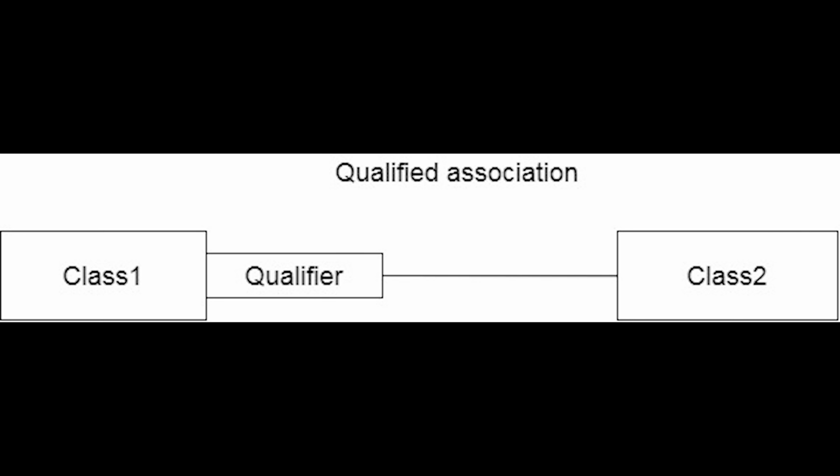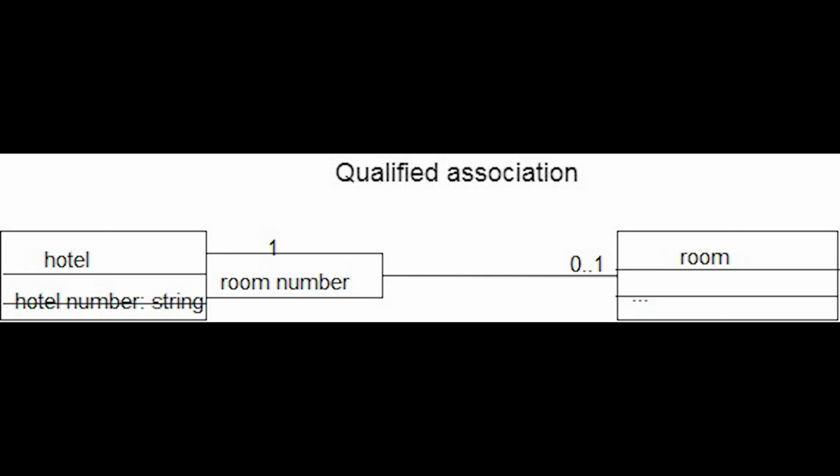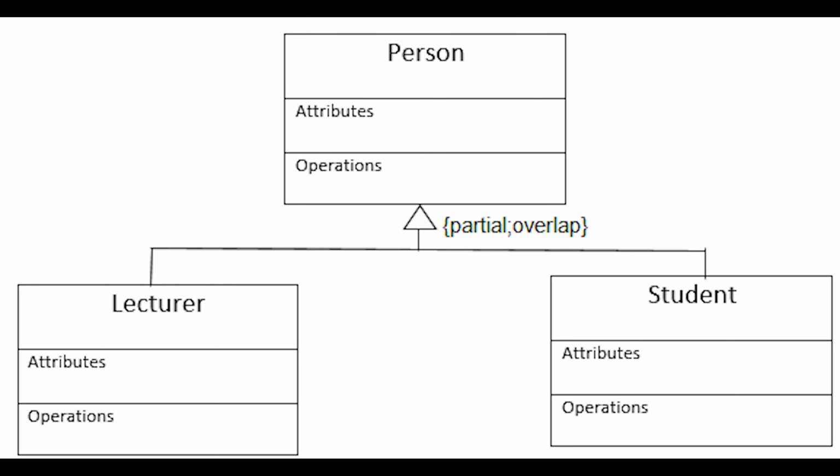A qualified association is used to represent a weak entity type that depends on another's existence in the UML model. For example, a room number that needs a hotel room number as well. The Hotel class can have a small rectangle attached to it with an index key room number to specify the qualified association. Specialization is also supported like the ER model, and constraints are written between curly brackets separated by a semicolon like shown: curly brackets, partial, semicolon, overlap, curly brackets. The subclasses are connected to the superclass with an arrow.